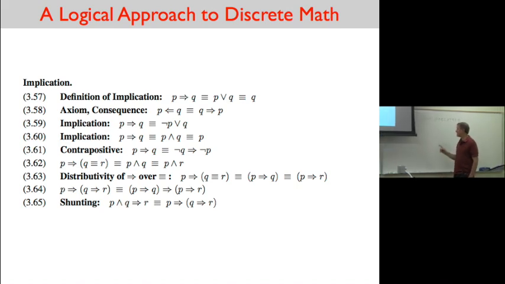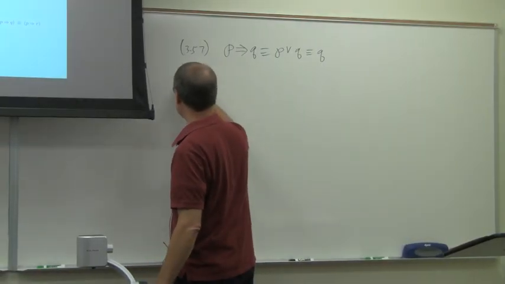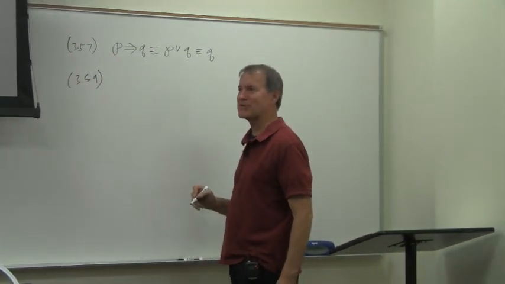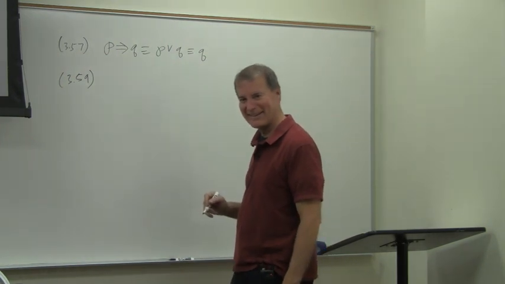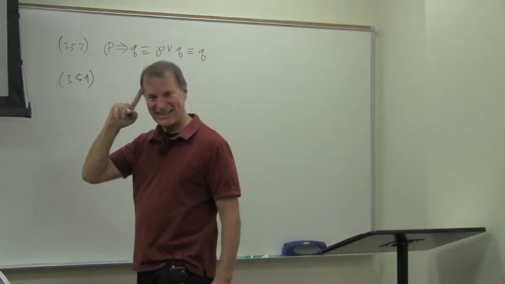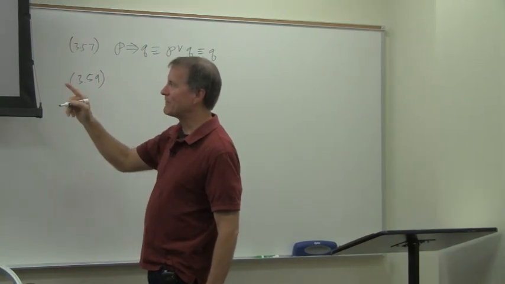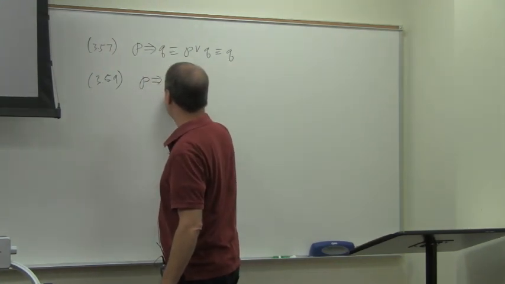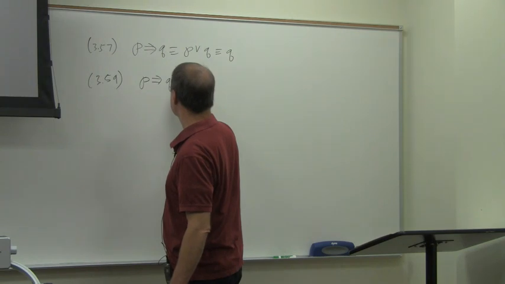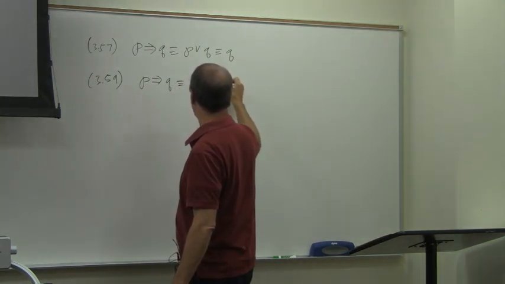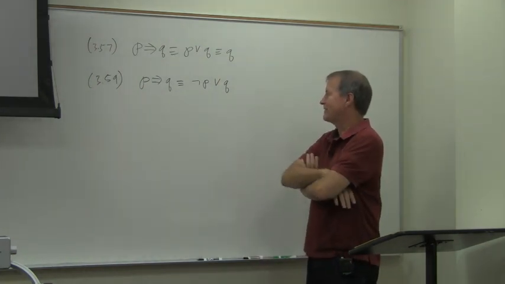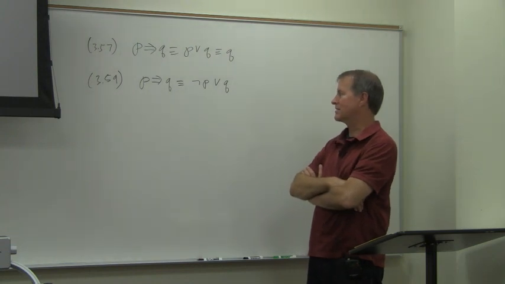Now, here's a famous one, 3.59. I have actually had students come back to me like 2 or 3 years later, and they still remember 3.59. And that's how much we will use it. 3.59 is an interesting one. It says P implies Q equivales not P or Q. Now, why in the heck is this the case?